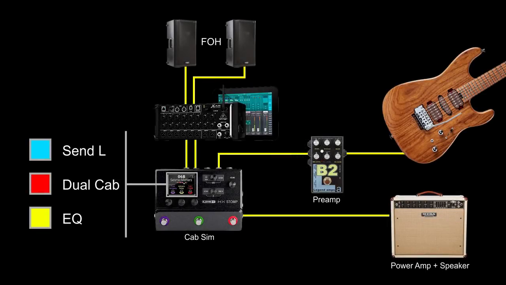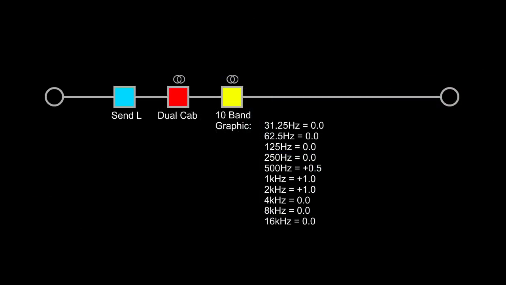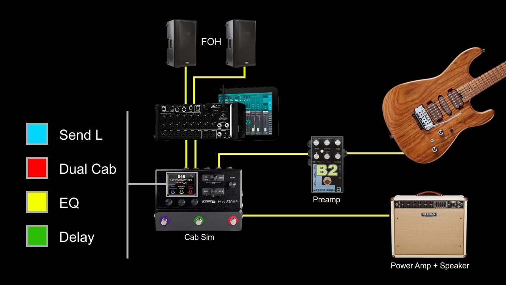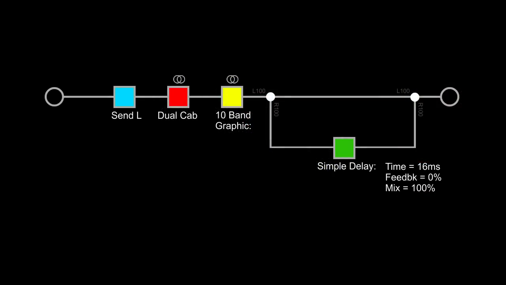I'm going to add my EQ preference as I did before, but this time I want to be sure to choose the stereo version of the EQ block. Even though I have a stereo spread created by the dual cab block, I can still make the stereo field wider with a delay as I did when I was using the single cab block. This is going to be the final example in the video.